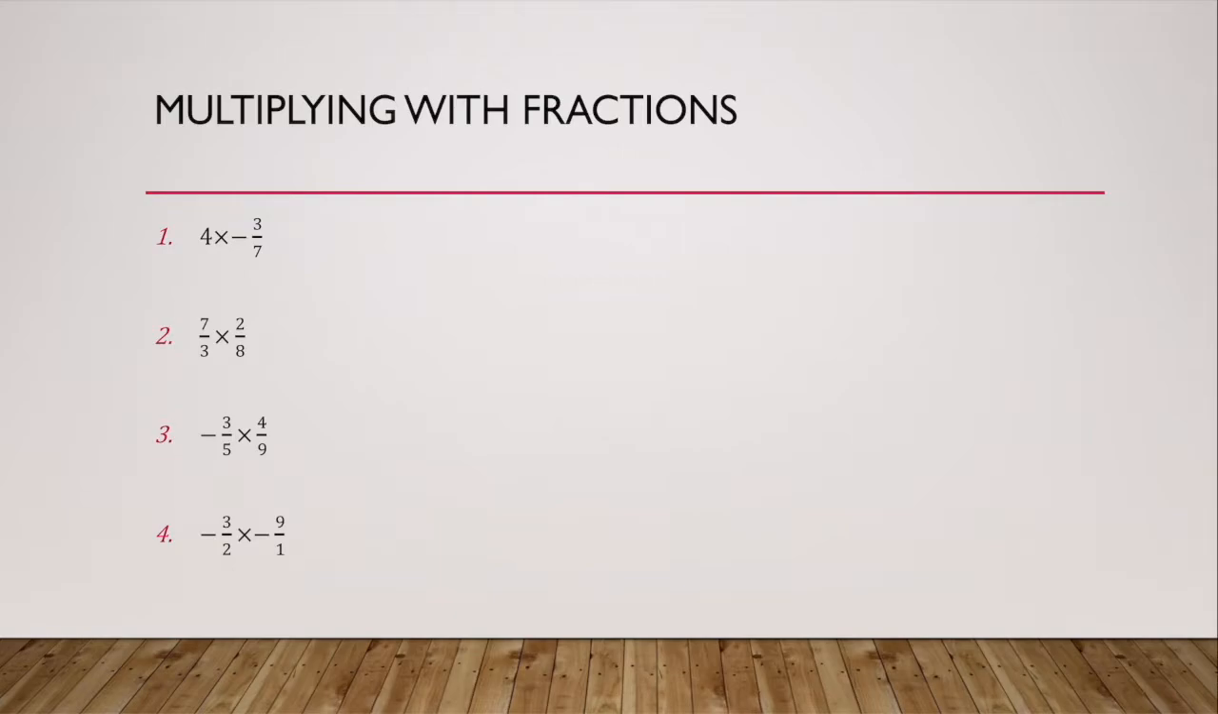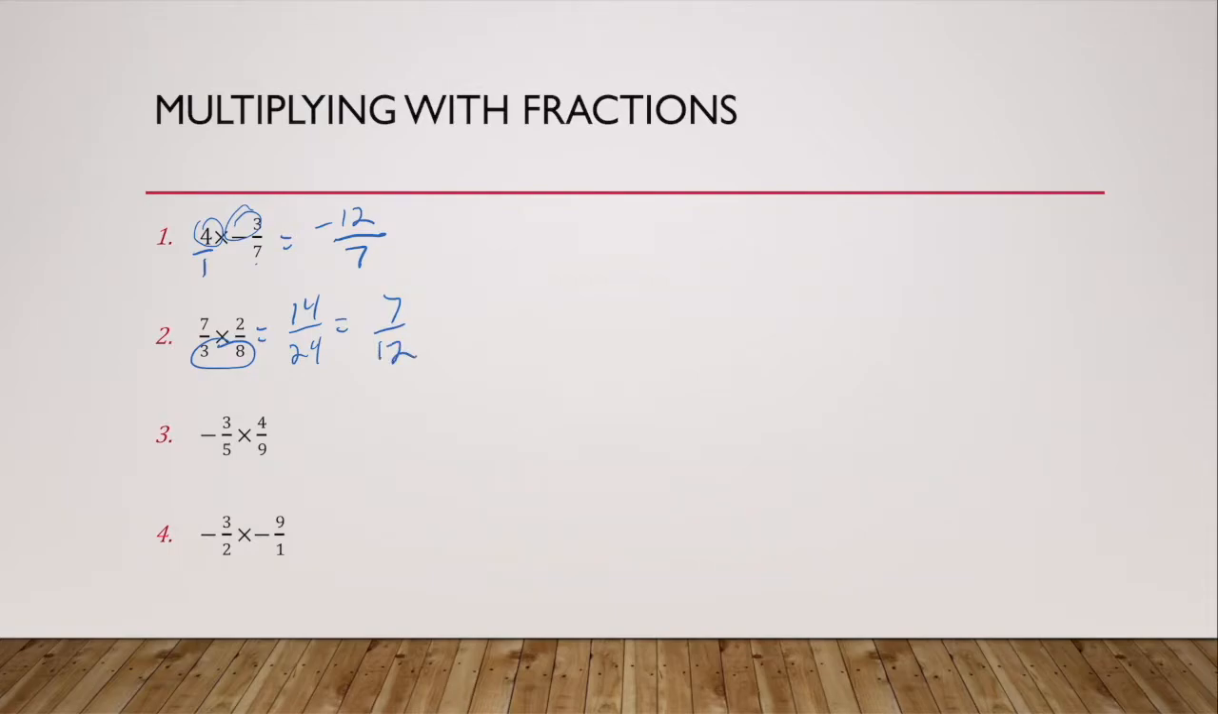If I have 4 times negative 3/7, it's important to note that 4 could be written as a fraction over 1. 4 times negative 3 is negative 12. 1 times 7 is 7. So I have negative 12 sevenths. Next, 7 times 2 is 14. 3 times 8 is 24. Note that these both have a factor of 2 in common. How can I tell? Well, the numerator and the denominator are both even. So we need to simplify this to 7/12.